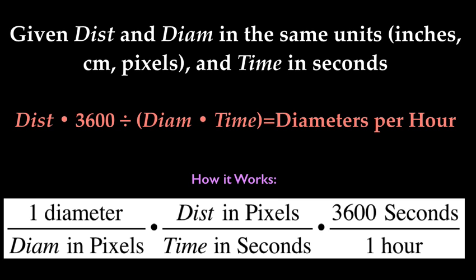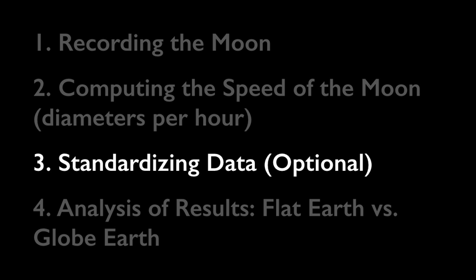How does this formula work? It's using a very helpful technique called unit analysis, or dimensional analysis. Here, pixels from numerator and denominator cancel out, as well as seconds. The only units left are diameter in the numerator and hour in the denominator, or diameters per hour.